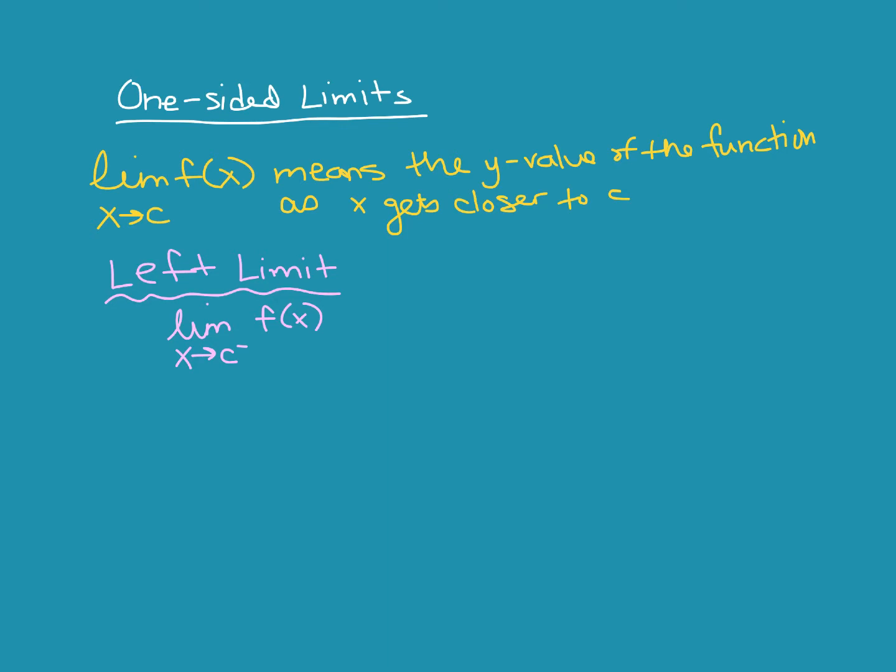Or sometimes instead of the left, we say the negative side. If you think about an x-y axis, on the x-axis, the negatives are on the left. So that's why we have a negative sign. You might be able to guess that the right limit is going to have a little positive sign. So the right limit is the same exact idea, except instead of the negative sign, we have x approaching c from the positive side, or from the right.